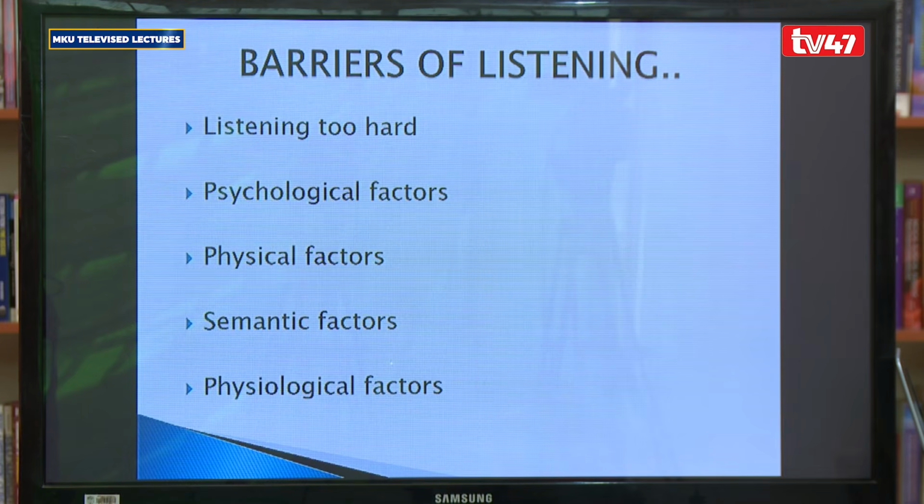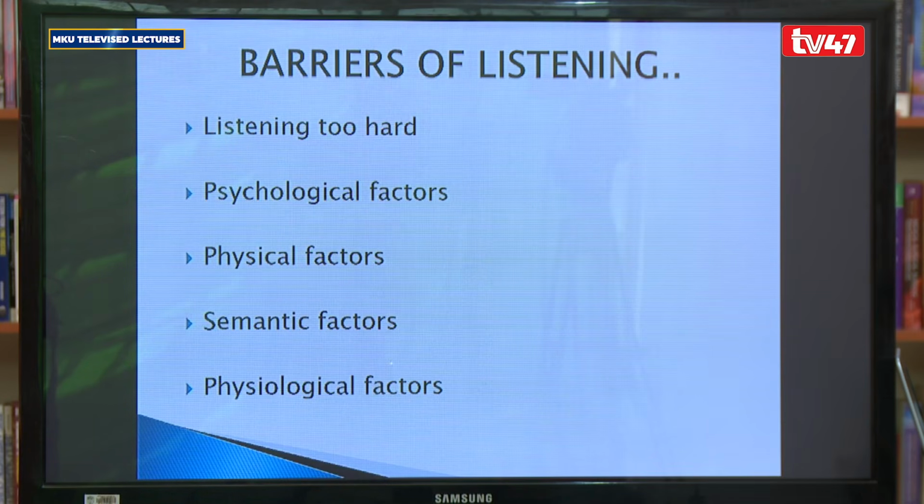That is psychological. Other factors are physical factors in a classroom situation. These are factors that are outside the communicators. They are external factors. For example, high temperatures, low temperatures will actually interfere with your listening process. Other physical factors could be, for example, when somebody is talking next to you, or a phone is ringing close to you, those are physical factors.